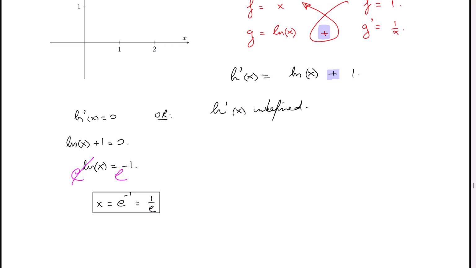And given the nature of the derivative, ln of x plus 1, the domain of this derivative is the same as the domain of the original function, so we don't get any additional values in the second column where the question is what makes the derivative undefined. So we only have one critical number in this problem, and it's 1 over e.